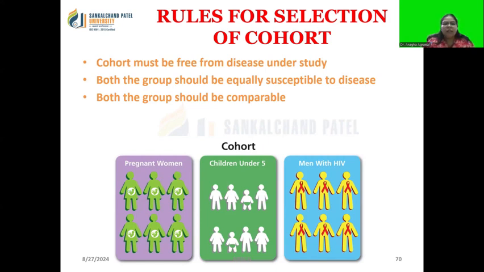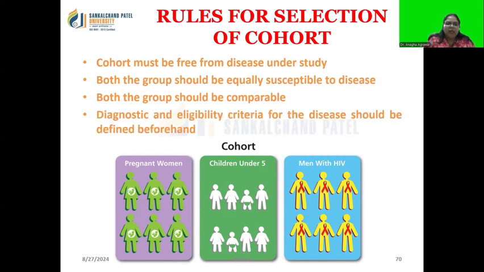That means other confounding factors like age, gender, occupation, education, or racial factor or the geographical factor should not get into it, and they should not be acting as a confounding factor. Both of these groups should be comparable only in the form of disease. So all other things should be matched. And then diagnostic and eligibility criteria for the disease should be defined beforehand.